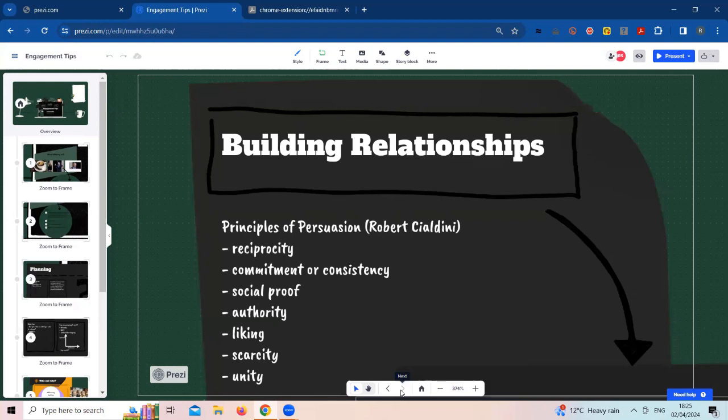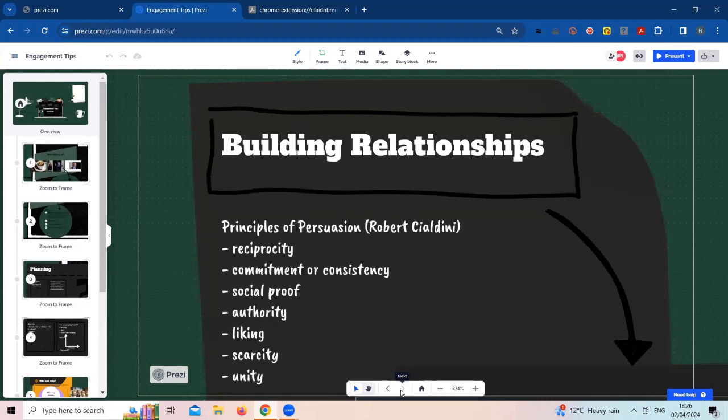So commitment and consistency is this idea that people want to appear consistent in their behaviors. So when you're doing your research, can you draw out the things they've already said that suggest that they're going to be supportive of your proposal? Can you show them that other similar people are also supporting the campaign?